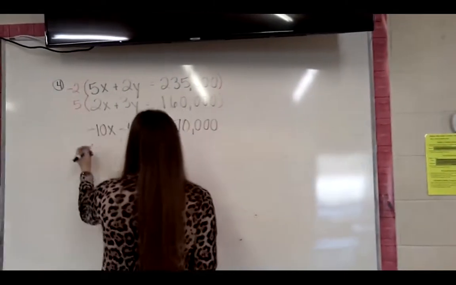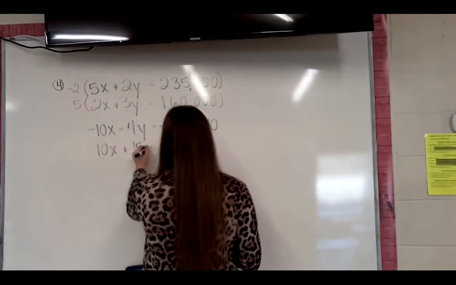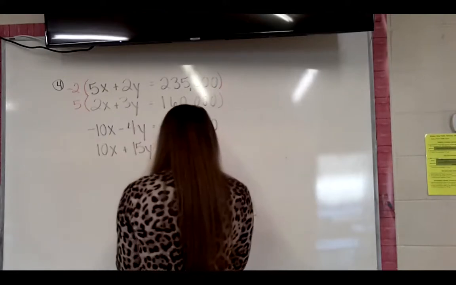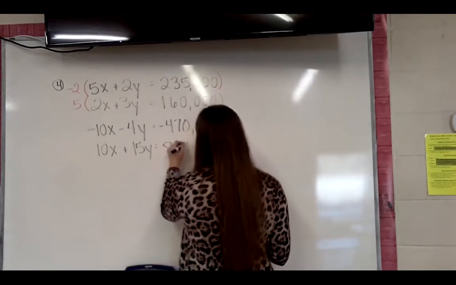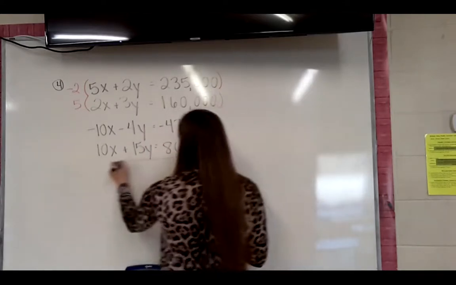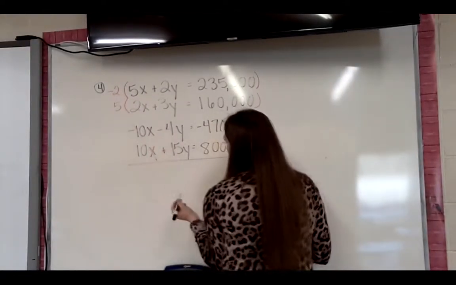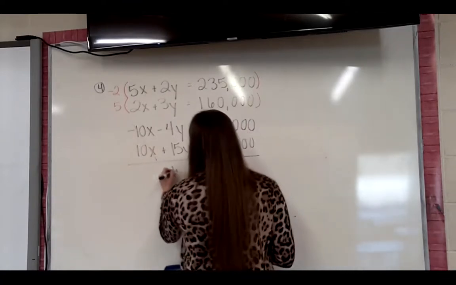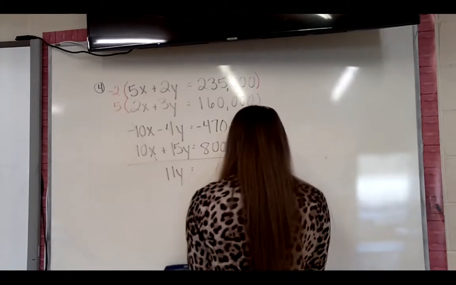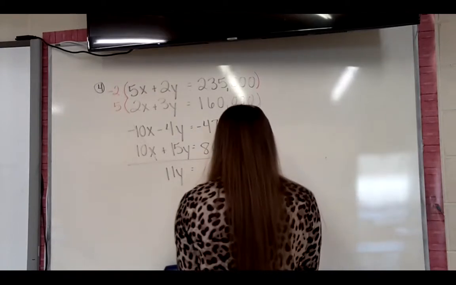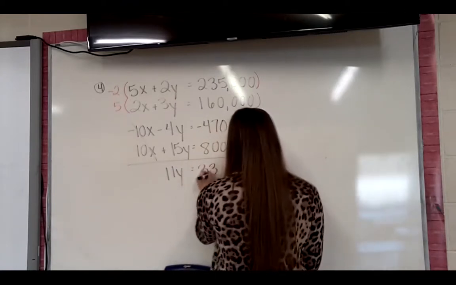Then my next one, 5 times 2x is positive 10x. 5 times 3y is 15y. And then 160,000 times 5 is 800,000. All right, so now we work on this. Negative 10x plus 10x cancels. Negative 4 plus 15 is 11y equals, I have negative 470,000 plus 800,000. And that comes out to 330,000.